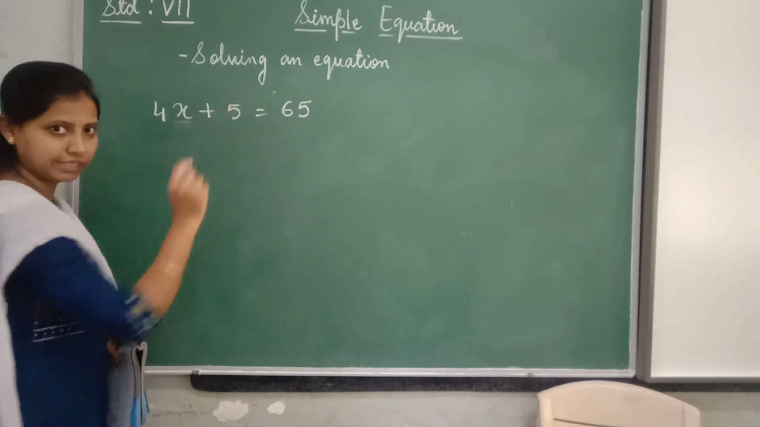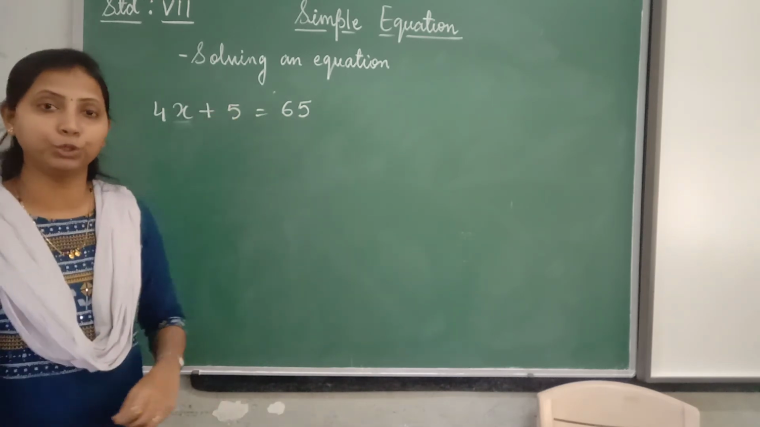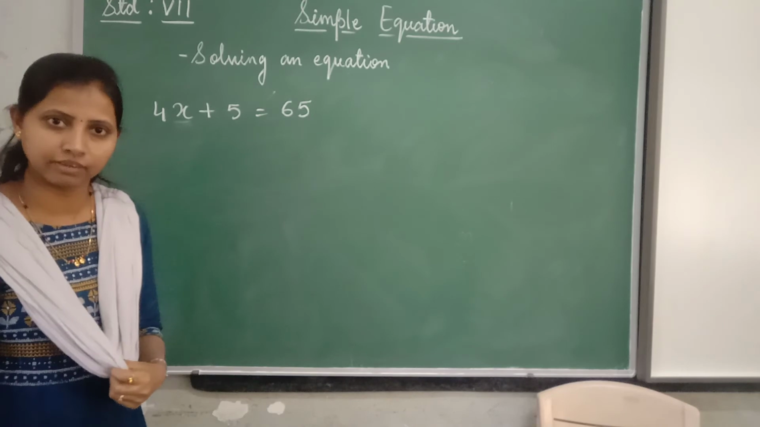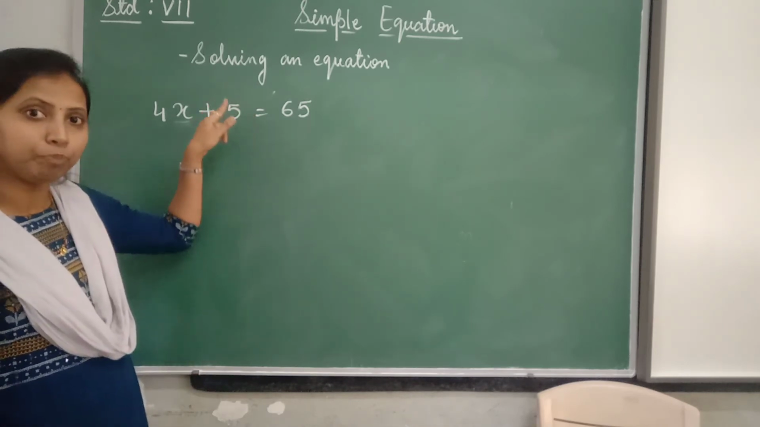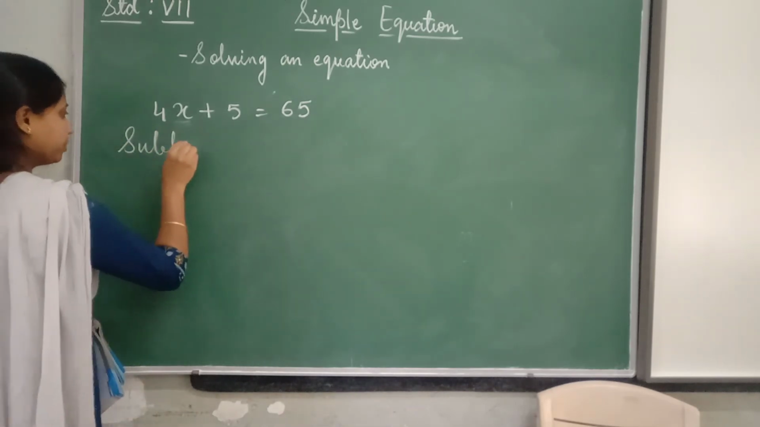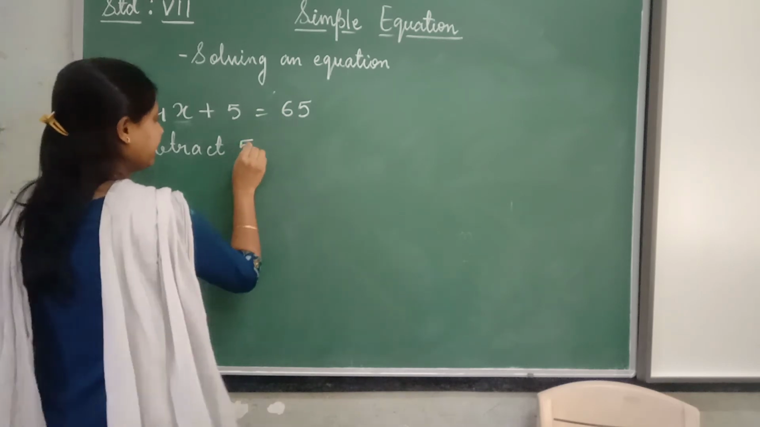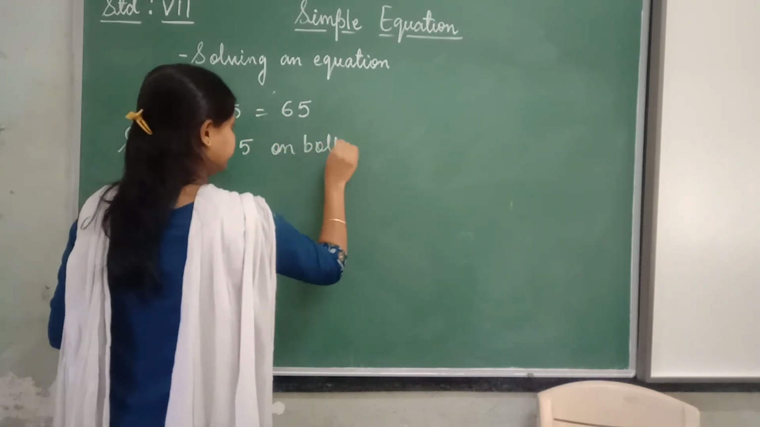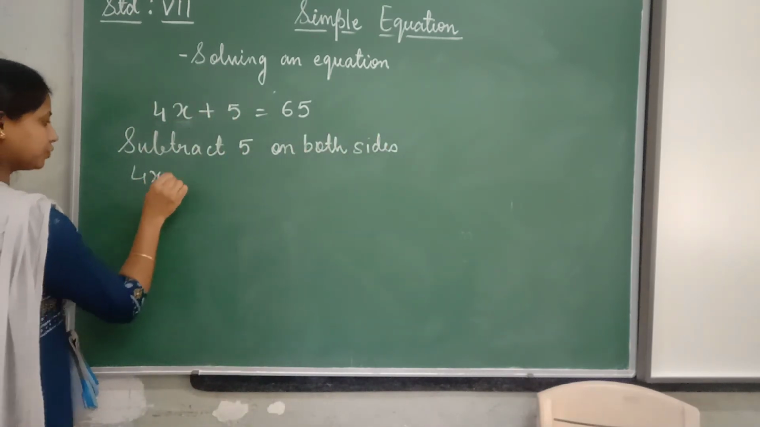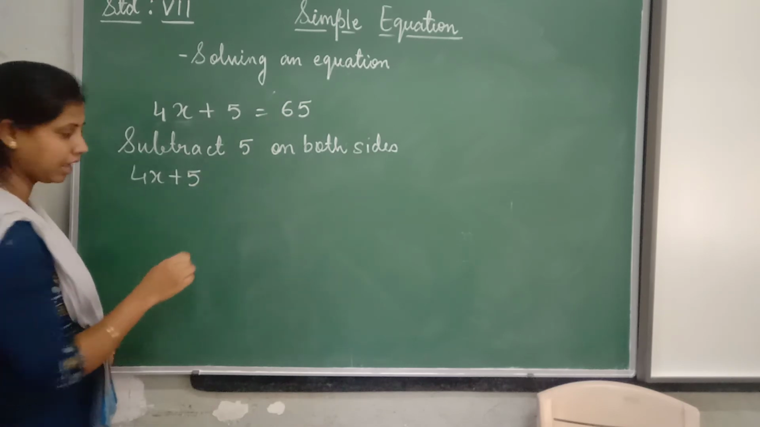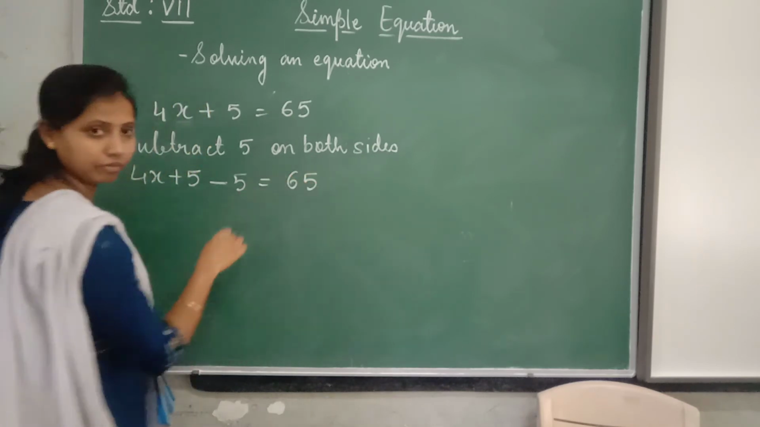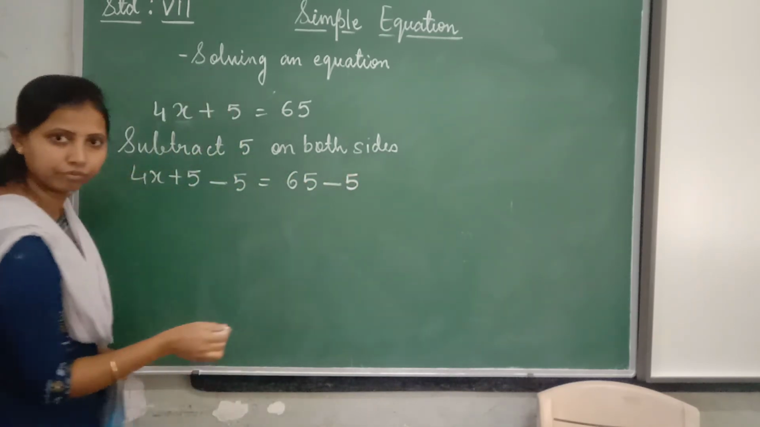Firstly, plus 5 is there. To cancel this plus 5, what do we have to do? Plus 5 will get cancelled when we subtract 5 from it. That is, when minus 5 is there, plus 5 and minus 5 will get cancelled. So the first step will be to subtract 5 on both sides. Let's write the LHS first. LHS is 4x plus 5, subtract 5, equal to the RHS, which is 65, subtract 5.